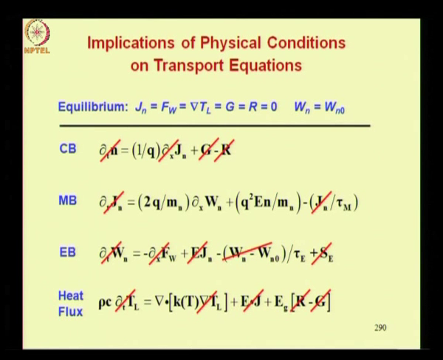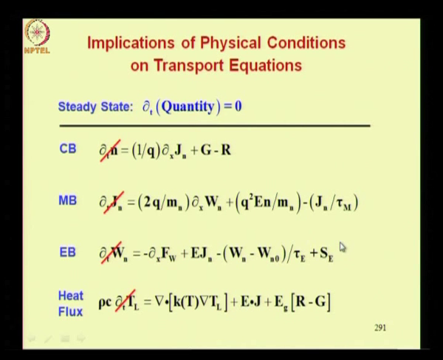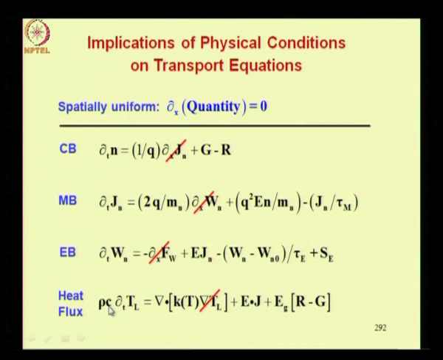Under conditions such as equilibrium, steady state, and spatial uniformity, many terms of the balance equations drop out. Under equilibrium, all the time derivatives go away, spatial derivatives also go away, and many other terms also drop out. So, this really becomes a very simple situation. Under steady state, all the time derivatives go away. Under spatially uniform conditions, the spatial derivatives fall off.